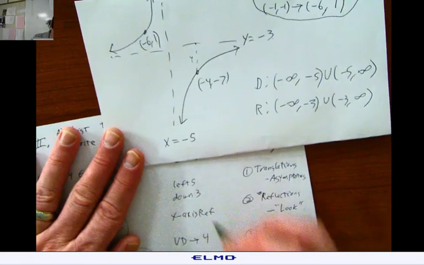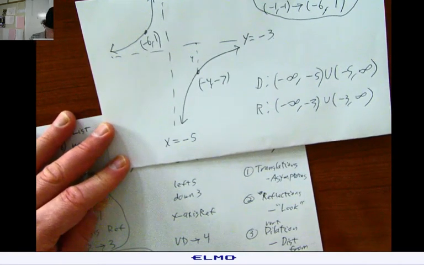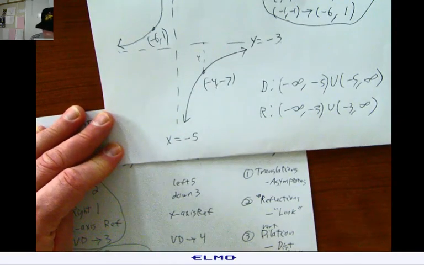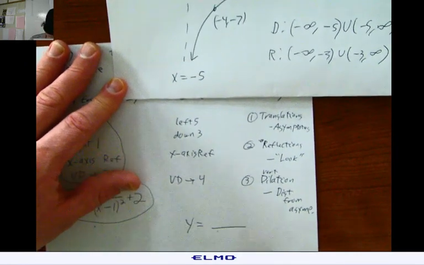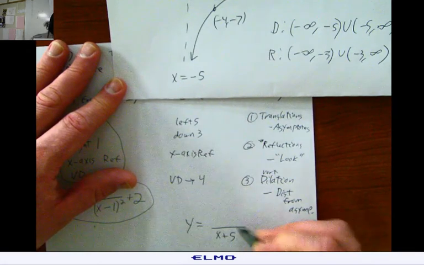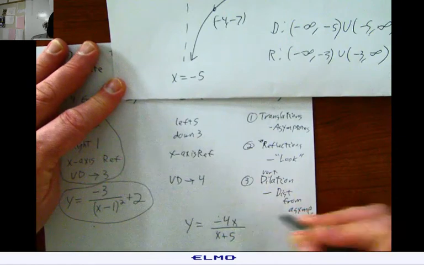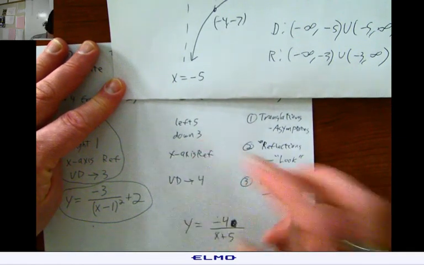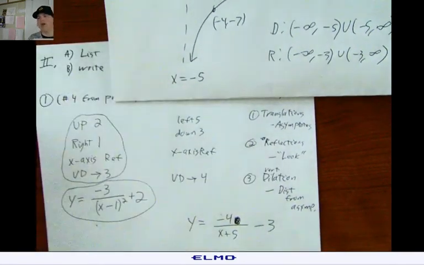And then you combine all these ideas and you put it into an equation. It's the 1 over x variety, so on the denominator I don't need to put parentheses like I did on this last one. I just need to write, it was going left 5, so x plus 5. It was an x-axis reflection with a vertical dilation of 4, so -4, oops, not -4x, just -4, and then down 3, so -3.